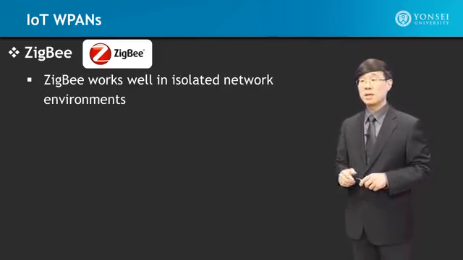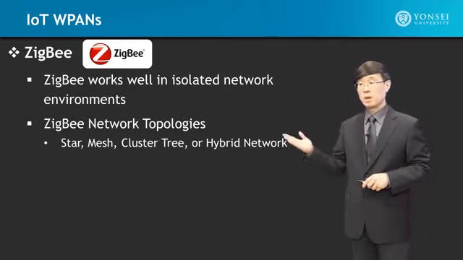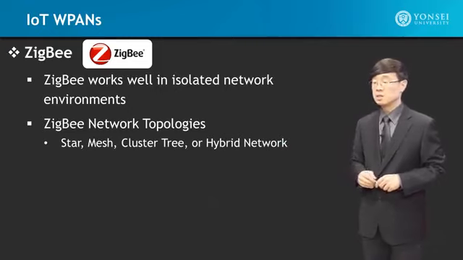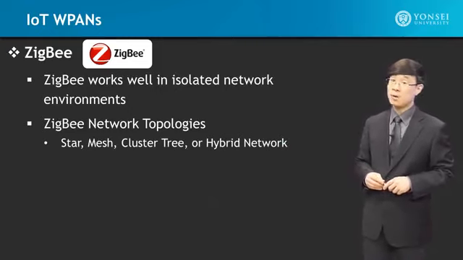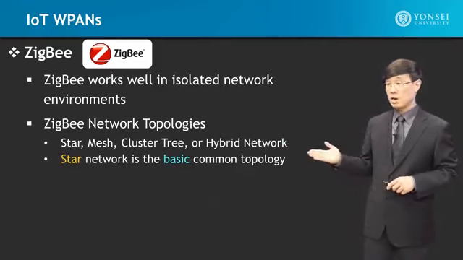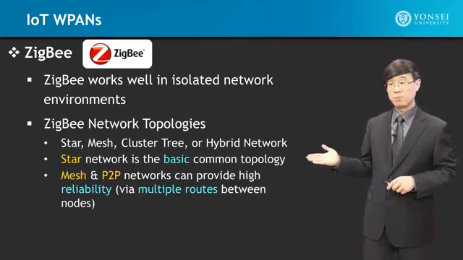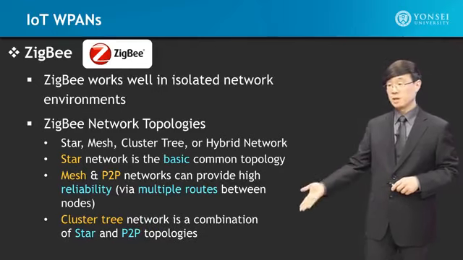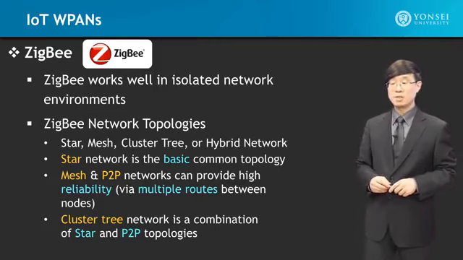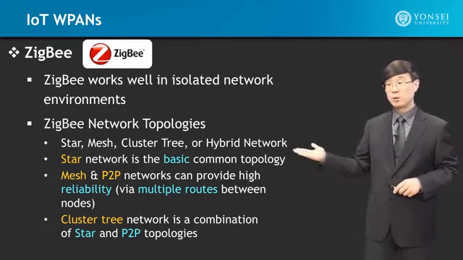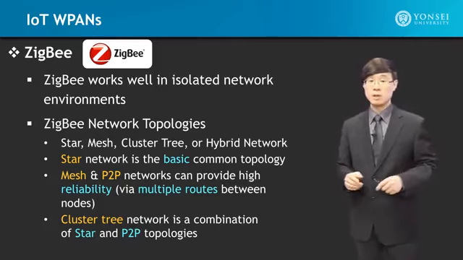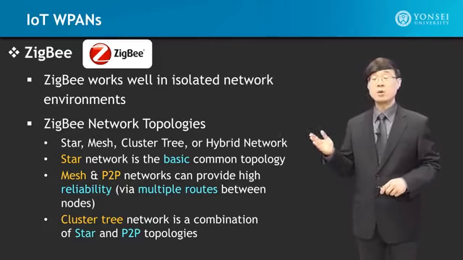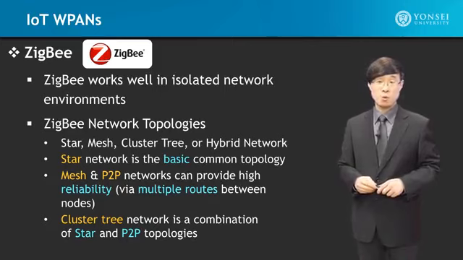Zigbee works well in isolated network environments. And typical topologies include star, mesh, cluster tree, or hybrid networks. The star network is a basic and most common topology. The mesh and P2P can provide high reliability through multiple routes between nodes. The cluster tree network is a combination of a star and P2P topologies. Where do these come from? These are of course available because the IEEE 802.15.4 protocol enables these functionalities.